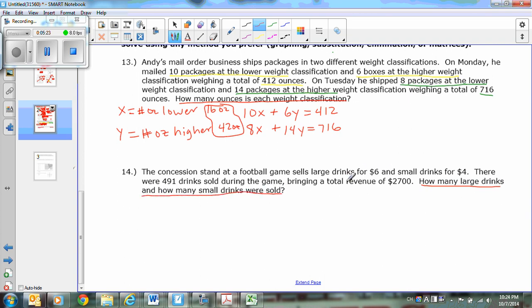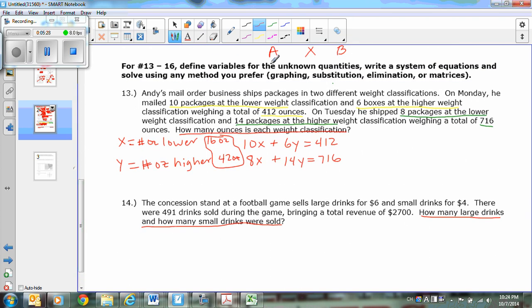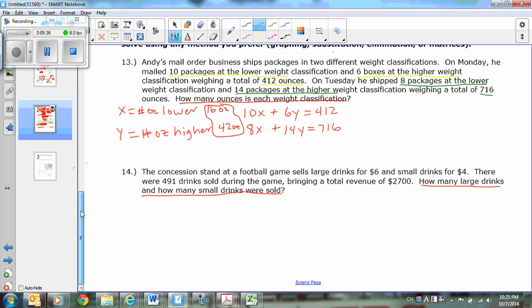All right, so when we go to identify or define your variables and what they're going to stand for, go to the question. What is it asking you for? How many large drinks and how many small drinks were sold? So why don't we let our large drinks be X, the number of large drinks, and the number of small drinks be Y. So X is going to be the number of large drinks, and Y is going to be the number of, sorry about this bad handwriting, Y is going to be the number of small drinks.